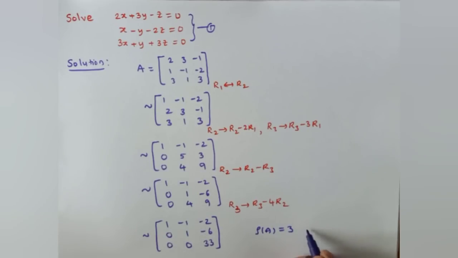Therefore the system has a trivial solution. So what is the trivial solution here? It is x equal to 0, y equal to 0 and z equal to 0 only. The system has only this one solution, that is trivial. There is no other solution for this, since the rank of A is 3.